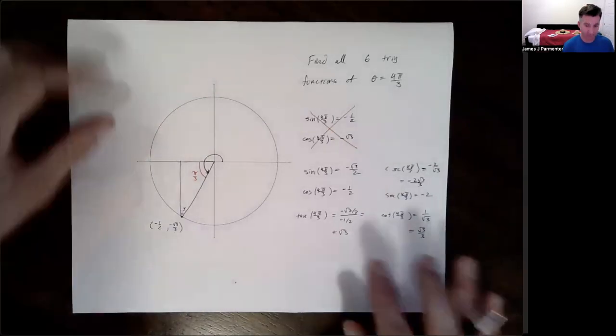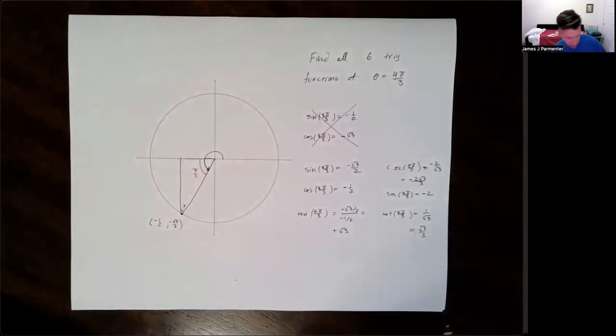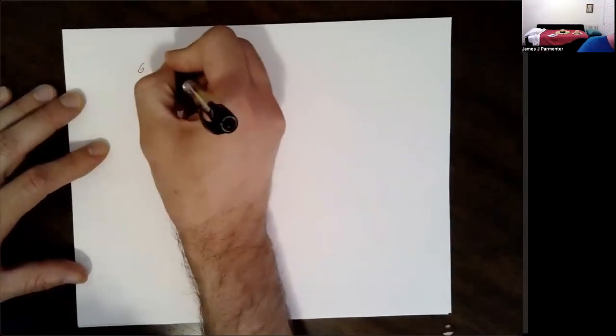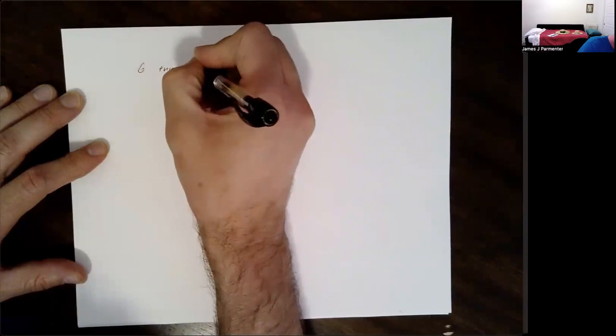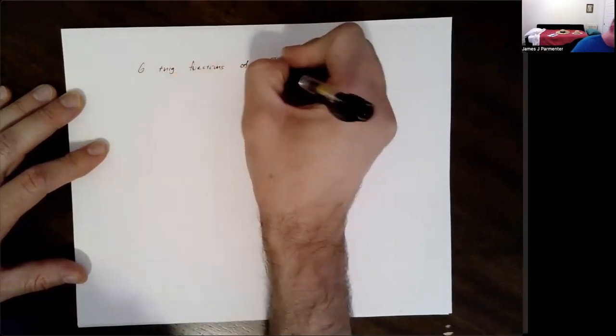Here's another way of doing it. I'm going to use a regular piece of paper instead of this. So here's another way of evaluating the trig functions of a single angle. So let's say I want to find, again, 6 trig functions of 4 pi over 3.